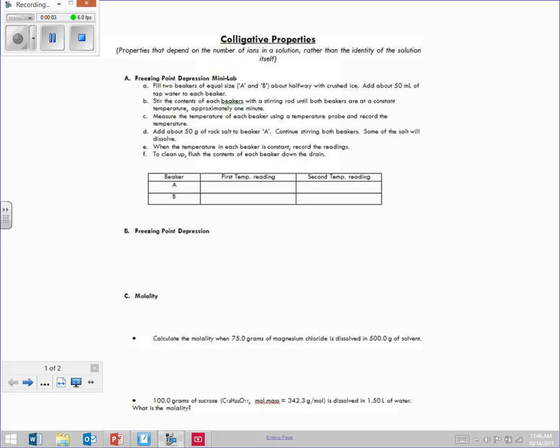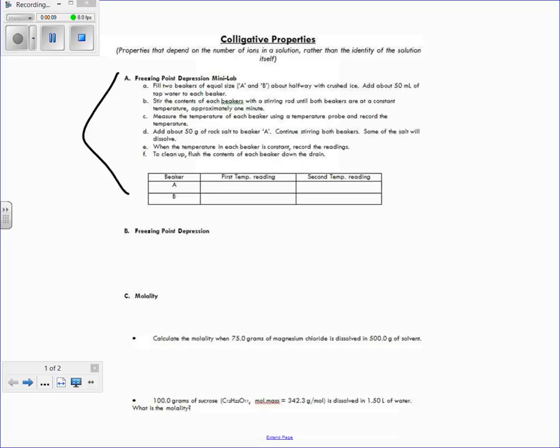So at this point, you completed your freezing point depression mini lab, and hopefully what you saw for this portion is that the beaker with the ice and the salt got way, way colder. I'm hoping that all of you clocked in at less than 0. So let's talk a little bit about what was going on.